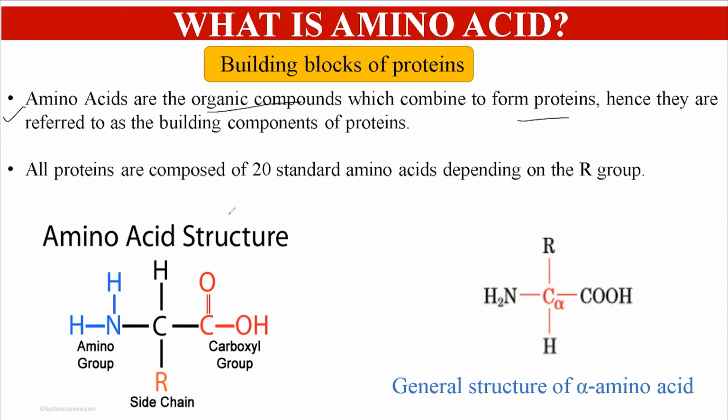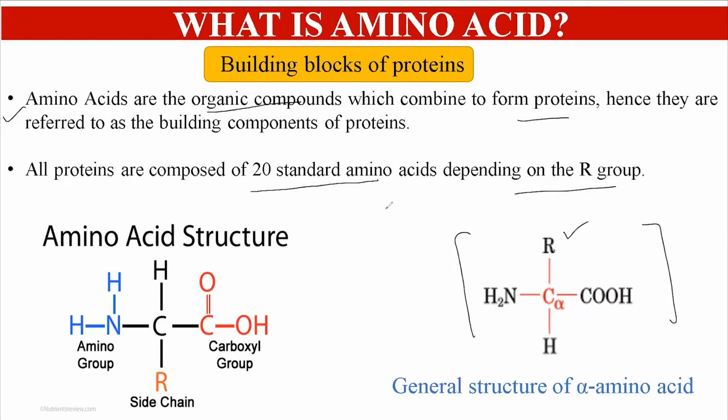Now, if we talk about the number of amino acids existing in nature, there are a total of 20 standard amino acids. These 20 standard amino acids have a general structure, which we will be discussing in a while. This general structure is common to all the amino acids, but they differ from each other depending on the R group that is present. Now, what is this R group? That we will also discuss in a while. These 20 standard amino acids join together in different patterns and different sequences to form millions and millions of proteins.